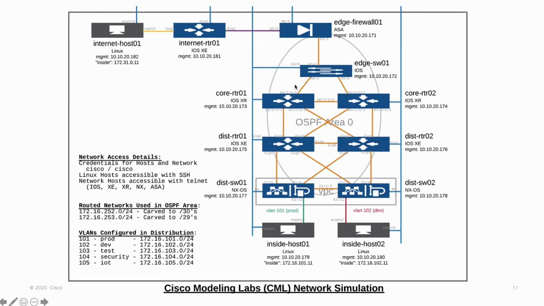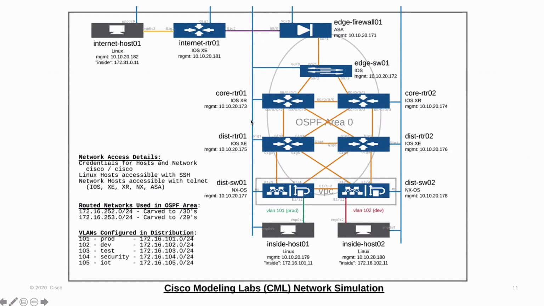And this is the topology we'll be working with in the sandbox. This is totally free and reservable on DevNet as well for anybody else. We have a couple iOS devices: Internet Router 1, Distribution Router 1 and 2, and Edge Switch 1 are all iOS devices. We have 2 XR devices with Core Router 1 and 2, and then 1 ASA device.